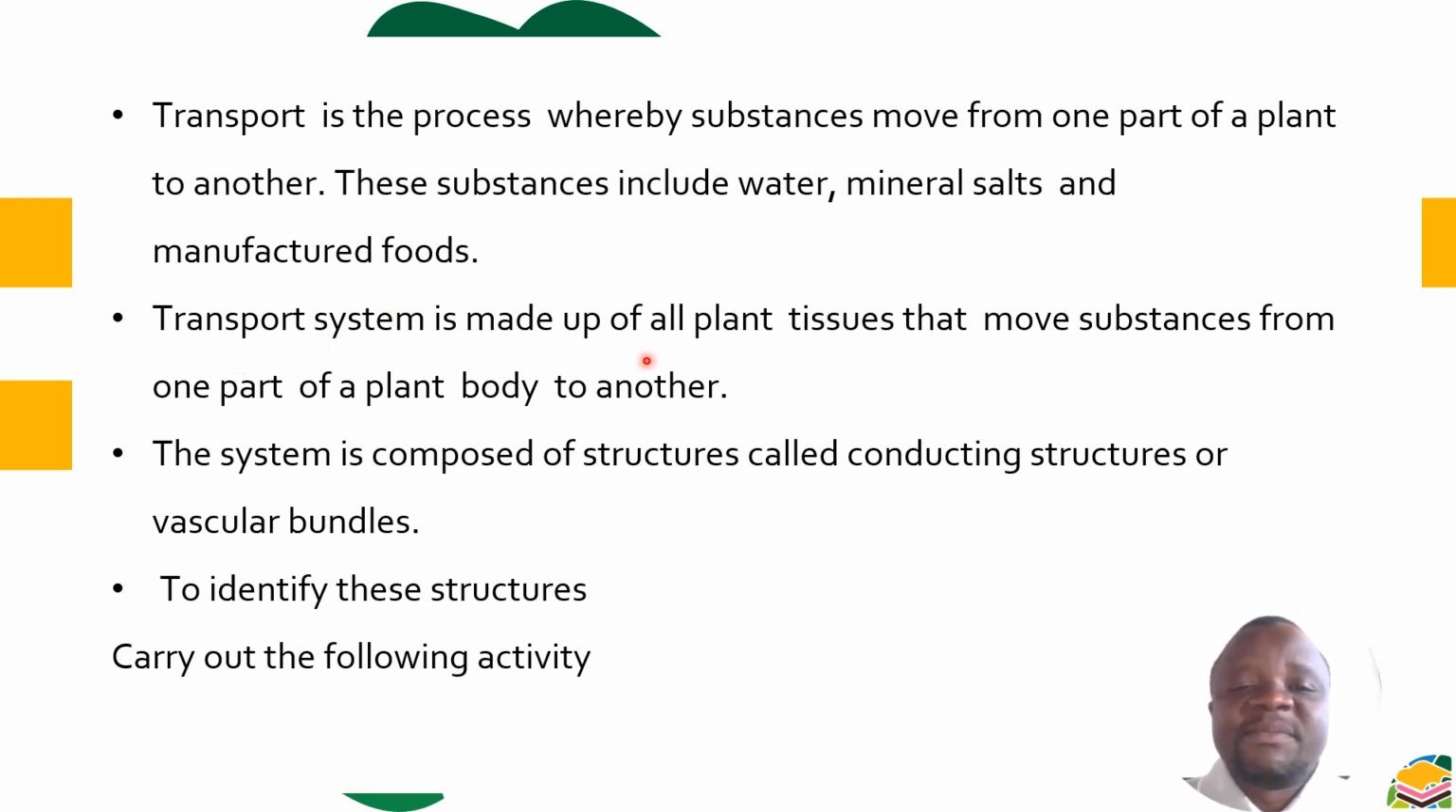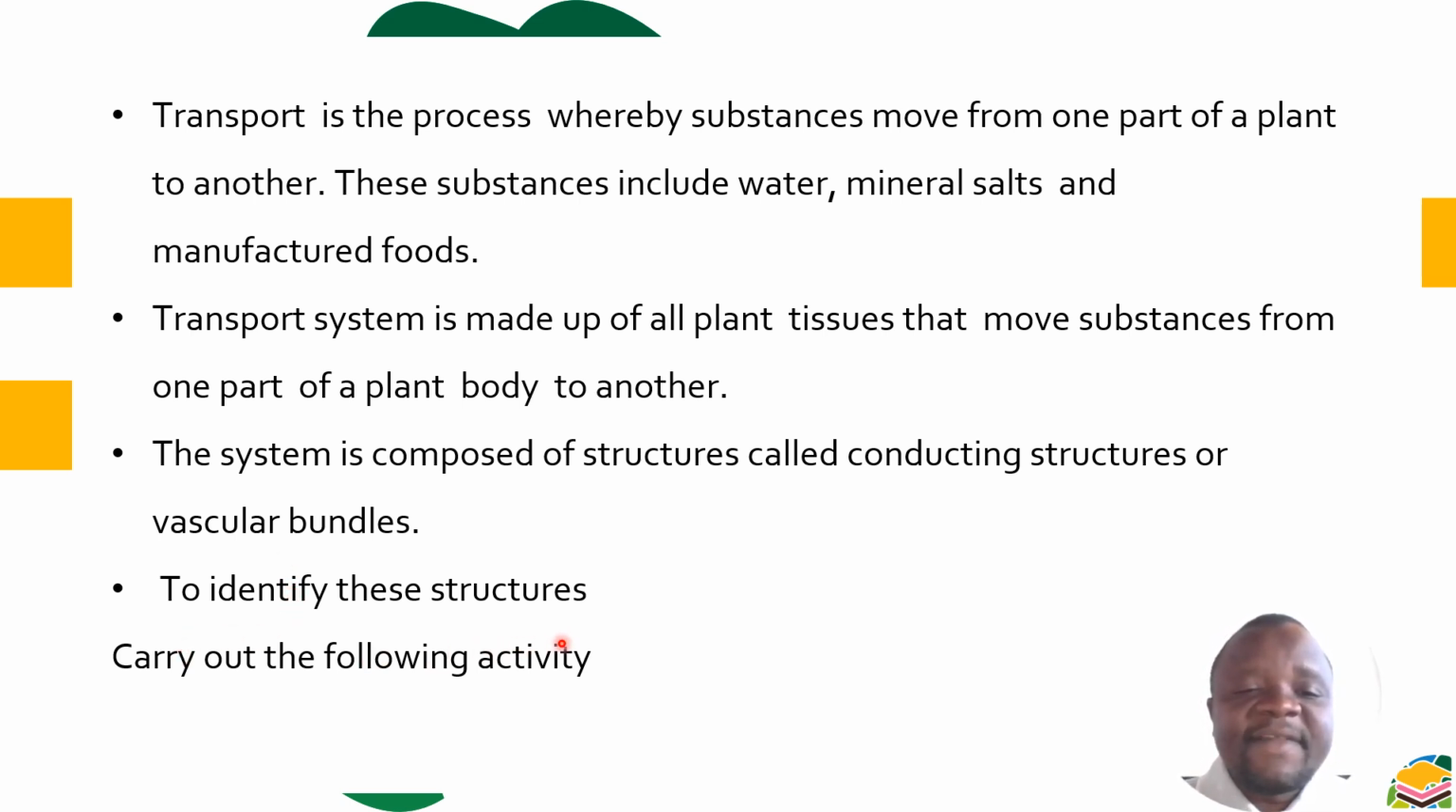So the transport system is made up of all plant tissues that move substances from one part of the plant body to another. Therefore, the system is composed of structures which we call the conducting structures, or the vascular bundles. These vascular bundles are very, very important. The cross sections can be used to analyze those vascular tissues as we did last time.